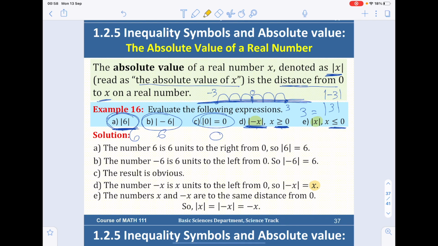But the absolute value of x here is negative x. Why? Because it's written that x is negative. For example, negative 3. We can't say that the absolute value of negative 3 equals negative 3. We have to multiply this one with minus. That's why we multiply x with negative, because x is negative. We multiply it with negative to be positive, because negative times negative equals positive.